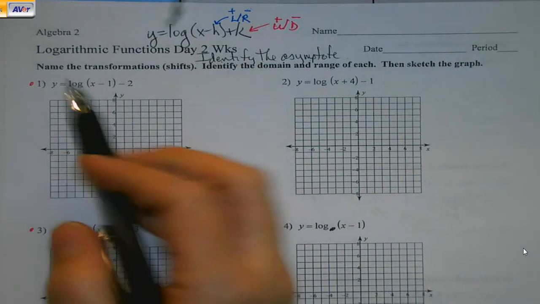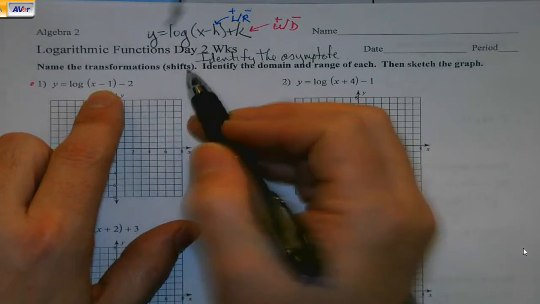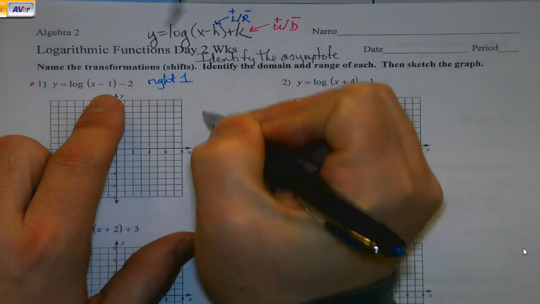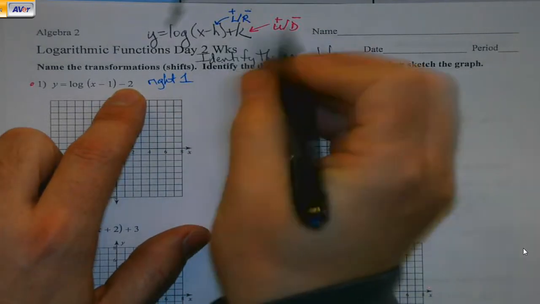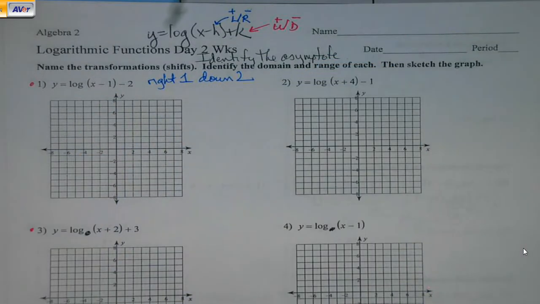So when I'm asked to name the transformations, and again I put shifts there just to remind us, it's just a fancy math word. We've got 2 of them in number 1. So I look and I'm like, okay, so minus is right. And minus outside is going to be down. So those 2 things are going to let me in on some information that I need.